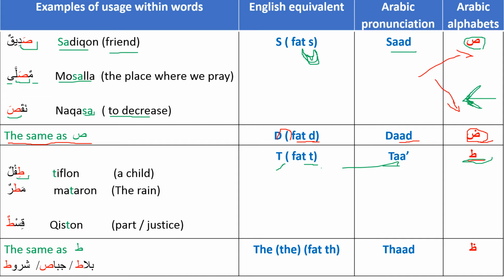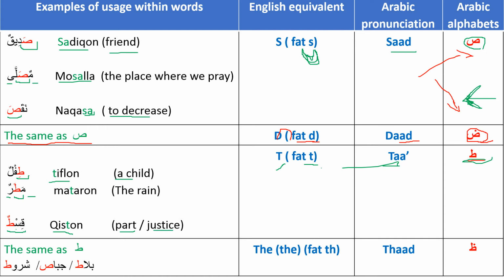If you are to write it in words, again, in the beginning, it must be attached to the letter that comes after it, like in the word طفل, a child. If you are to write it in the middle, it must be attached to both letters preceding and after it, like in the word matarun, the rain. If you are to write it at the end, it must be attached to the letter that comes before it, and it's something like pronounced qiston, which means part of something or justice.